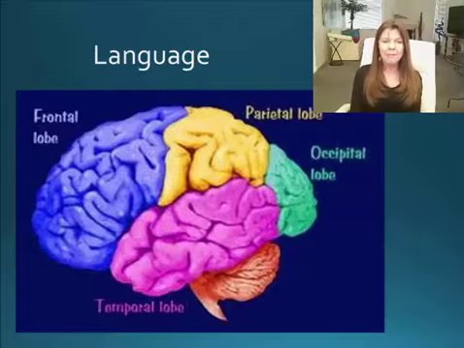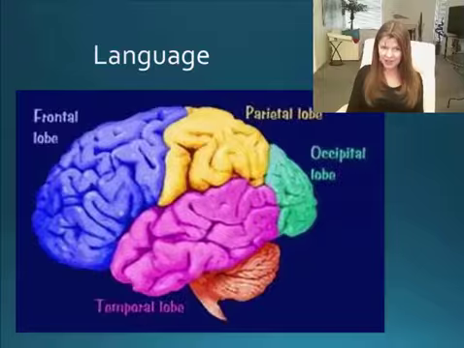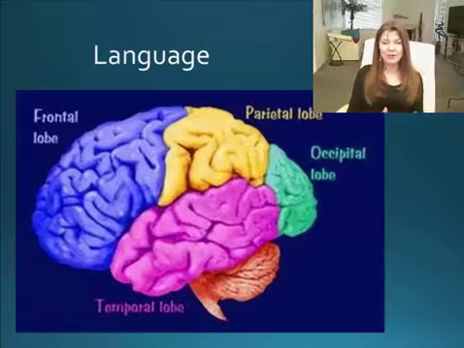Now, the hemispheres are symmetrical in lobe function, except for language. Language is uniquely a function of the left hemisphere. Broca's area in the frontal lobe is responsible for language production, and Wernicke's area in the temporal lobe is responsible for language comprehension.